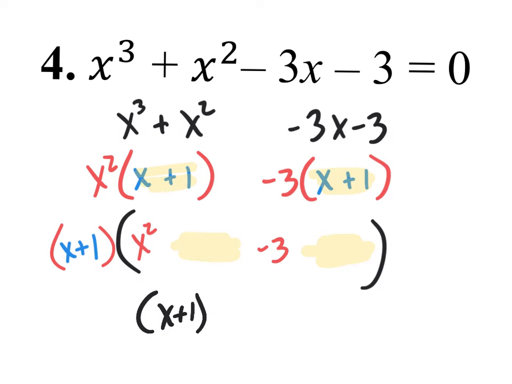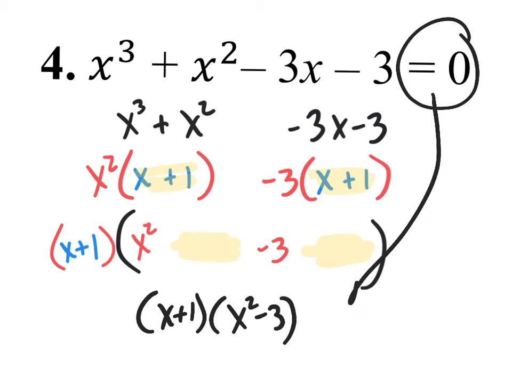We have x plus 1, x squared minus 3. And of course, this still equals 0. This equals 0 over here. Just bring it down. All I've done is rewritten this cubic polynomial as a binomial times a binomial. It's the same exact math, right? Same exact expression. It's just this is in factored form.